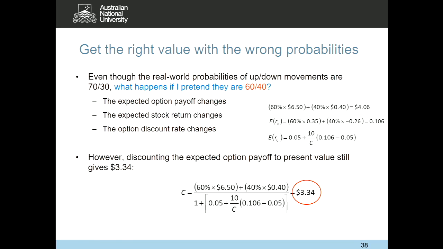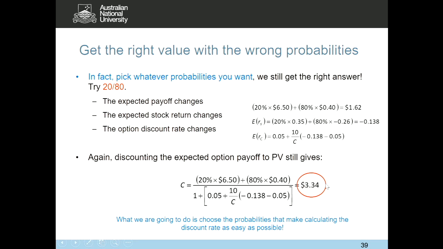So you might argue, Professor, this probability looks a lot similar to the correct probability. Perhaps you're just lucky to get the correct option price. What if we try something completely different? A 20% chance going up and an 80% chance going down. This is dramatically different from the probability we used before, right? You can try it yourself. If you plug in 20-80% probability, and again you solve for C, you will get the correct price. The call option is $3.34.